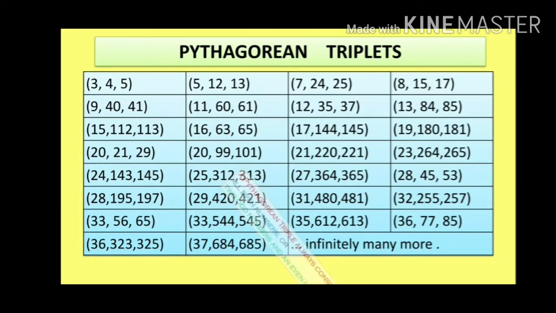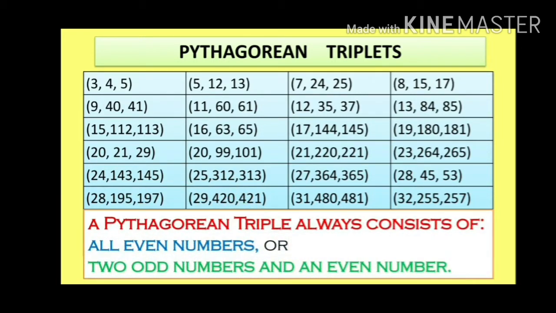So we can see here a Pythagorean triplet always consists of all even numbers, or two odd numbers and one even number. That is the condition of a Pythagorean triplet. So that's the format you will find in Pythagorean triplets. Either all will be even, or two odd and one even will be there.